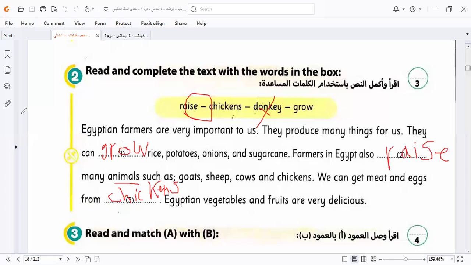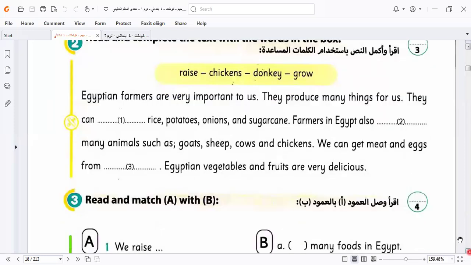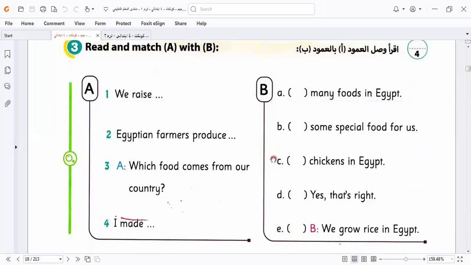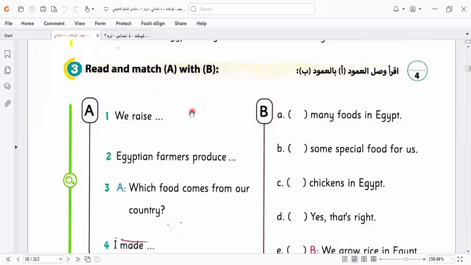Let's go to another question here. If you answer this question as it is, you take 3 out of 3 as a mark. Okay, here we have "we raise". Here we have column A and column B. We raise.